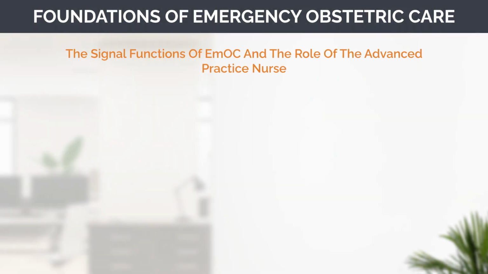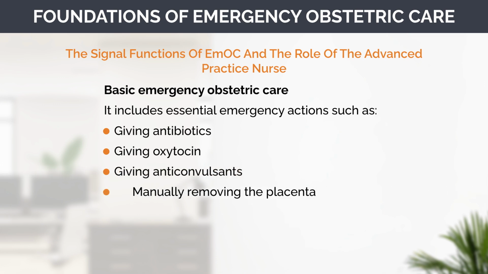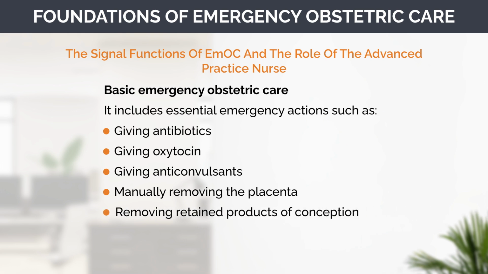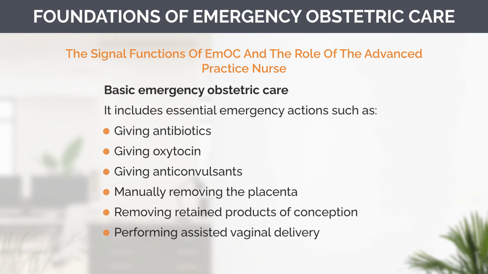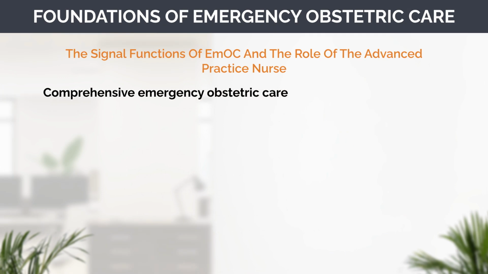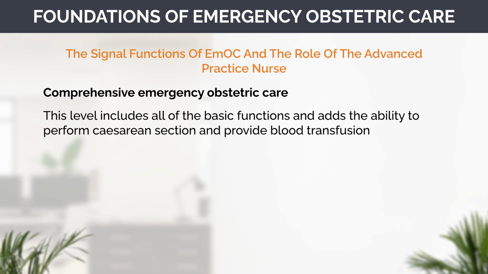Emergency care is categorized into two levels. First, there is basic emergency obstetric care. It includes essential emergency actions such as giving antibiotics, oxytocin, and anticonvulsants, manually removing the placenta, removing retained products of conception, and performing assisted vaginal delivery. Then we have comprehensive emergency obstetric care. This level includes all of the basic functions and adds the ability to perform cesarean section and provide blood transfusion.